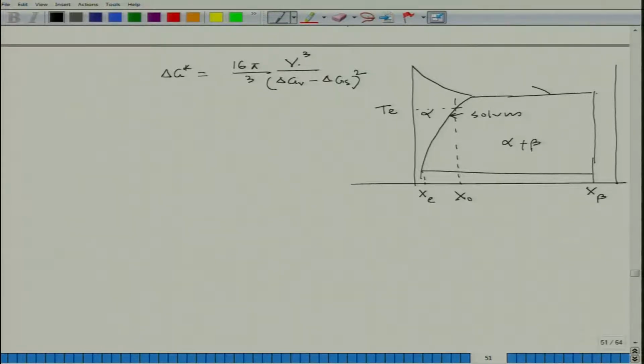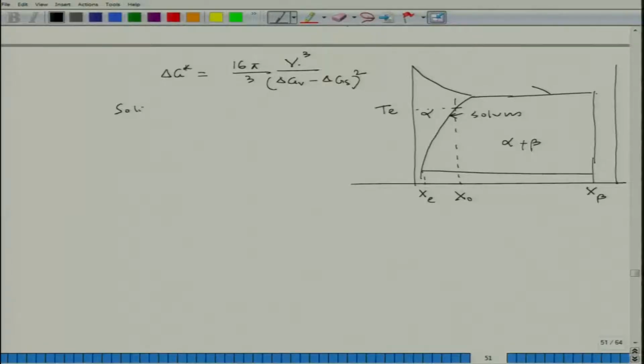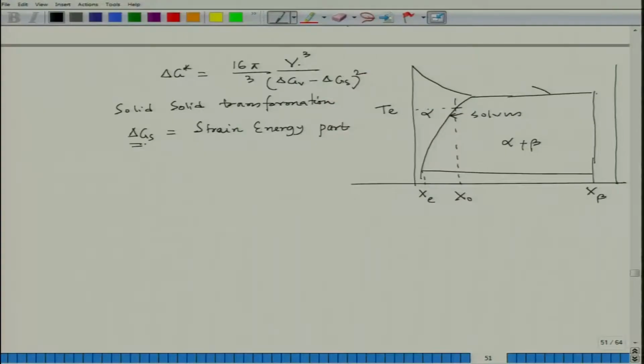If you go back to previous lectures of phase 1, you would see this phase diagram was considered while considering precipitation of beta phase in alpha. And that time, since it is a solid transformation, delta Gs is the strain energy part. Strain energy is coming because there will always be some sort of lattice mismatch between the parent phase and the product phase, that means the precipitate which is coming out of alpha phase. So this term is a positive quantity.